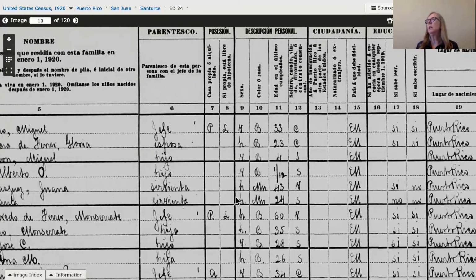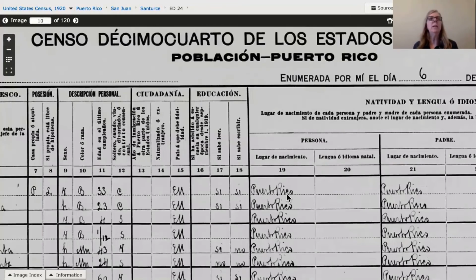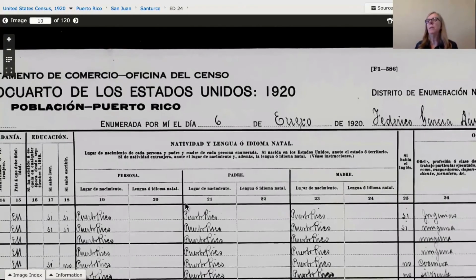So let's take a look at the date of the census. If this census was taken on the 6th of January in 1920, that tells me that Alberto was most likely born in December of 1919. So I have a good clue as to when I might be able to find his birth record.